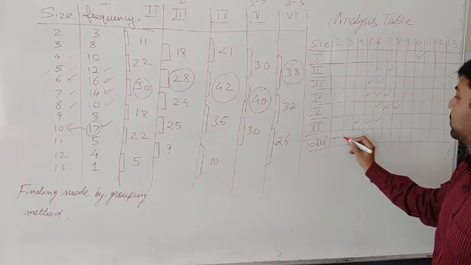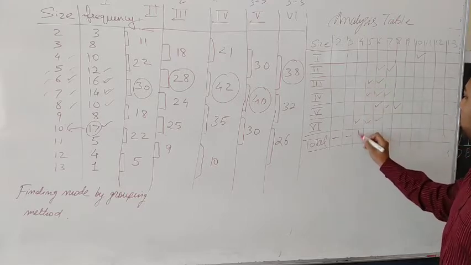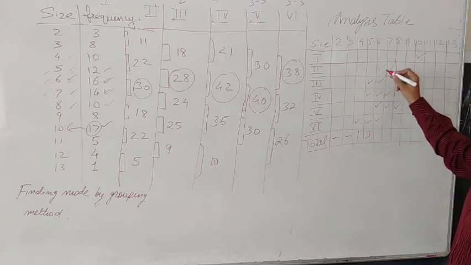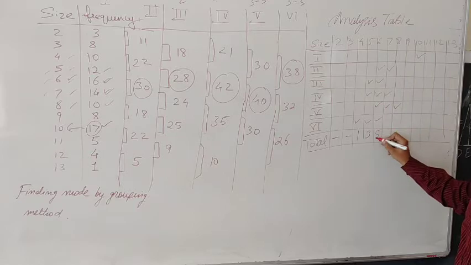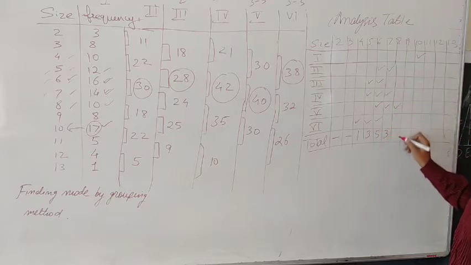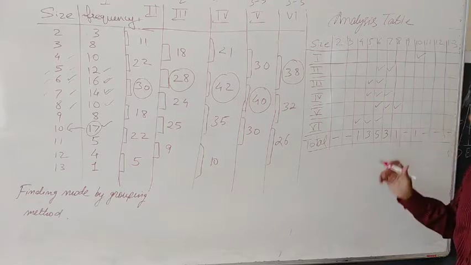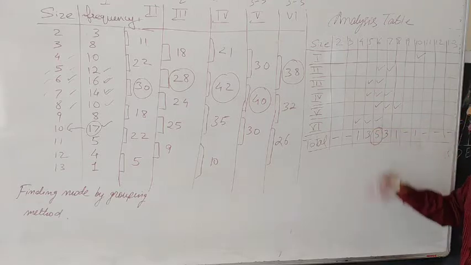यहाँ तो कुछ भी नहीं. Nothing, nothing. One tick is there. Here three ticks are there. Here 1, 2, 3, 4, 5 ticks are there. Here three ticks are there. Here one tick is there. Dash, one, dash, dash, dash. Nothing is there. So you can see that 5 is the highest over here.